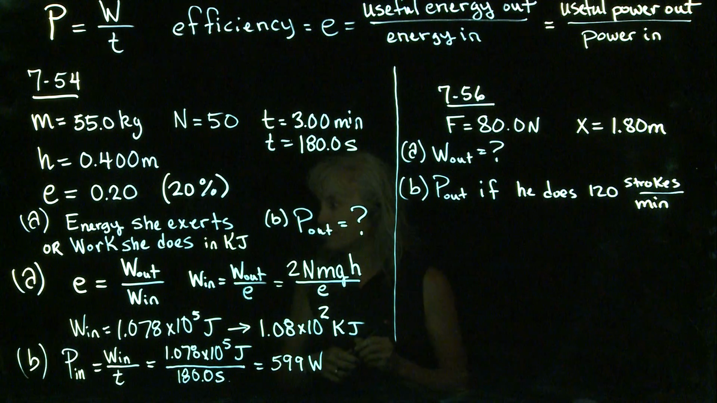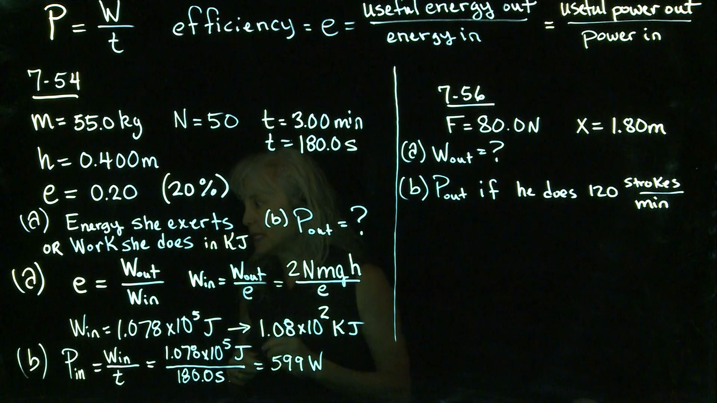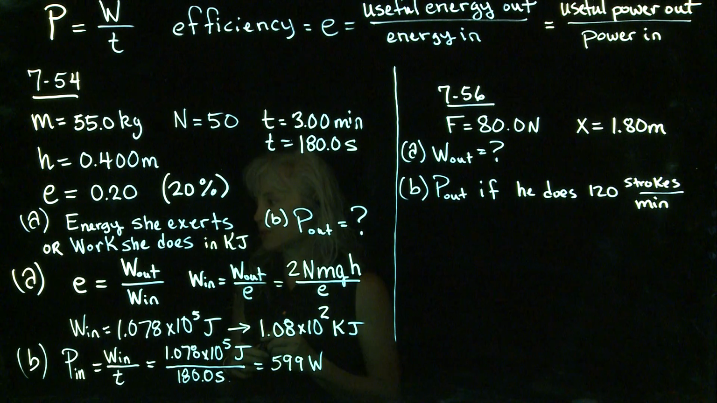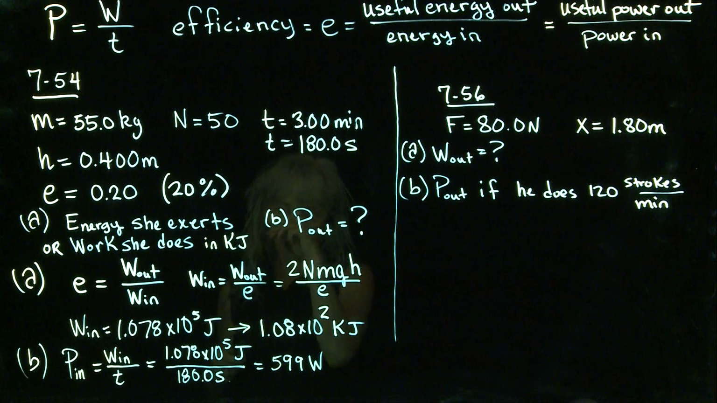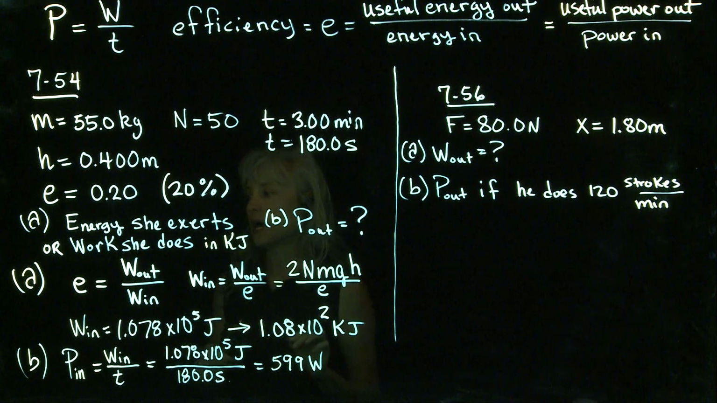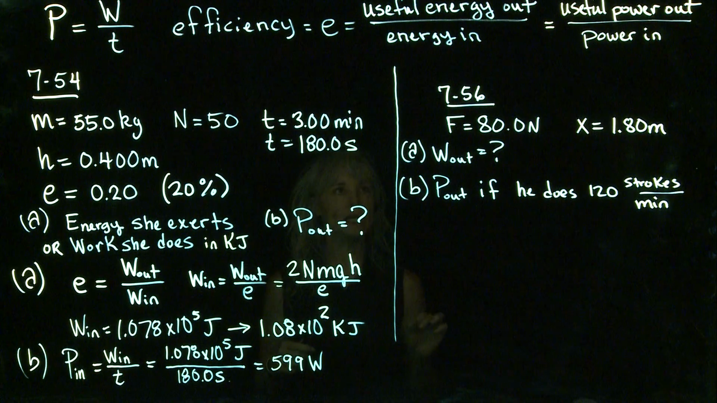So 756 reads, the swimmer shown in figure 7.44 from the textbook exerts an average horizontal backward force of 80.0 newtons with his arms in each 1.80 meter long stroke. A, what is his work output in each stroke? And B, calculate the work output of his arms if he does 120 strokes per minute.